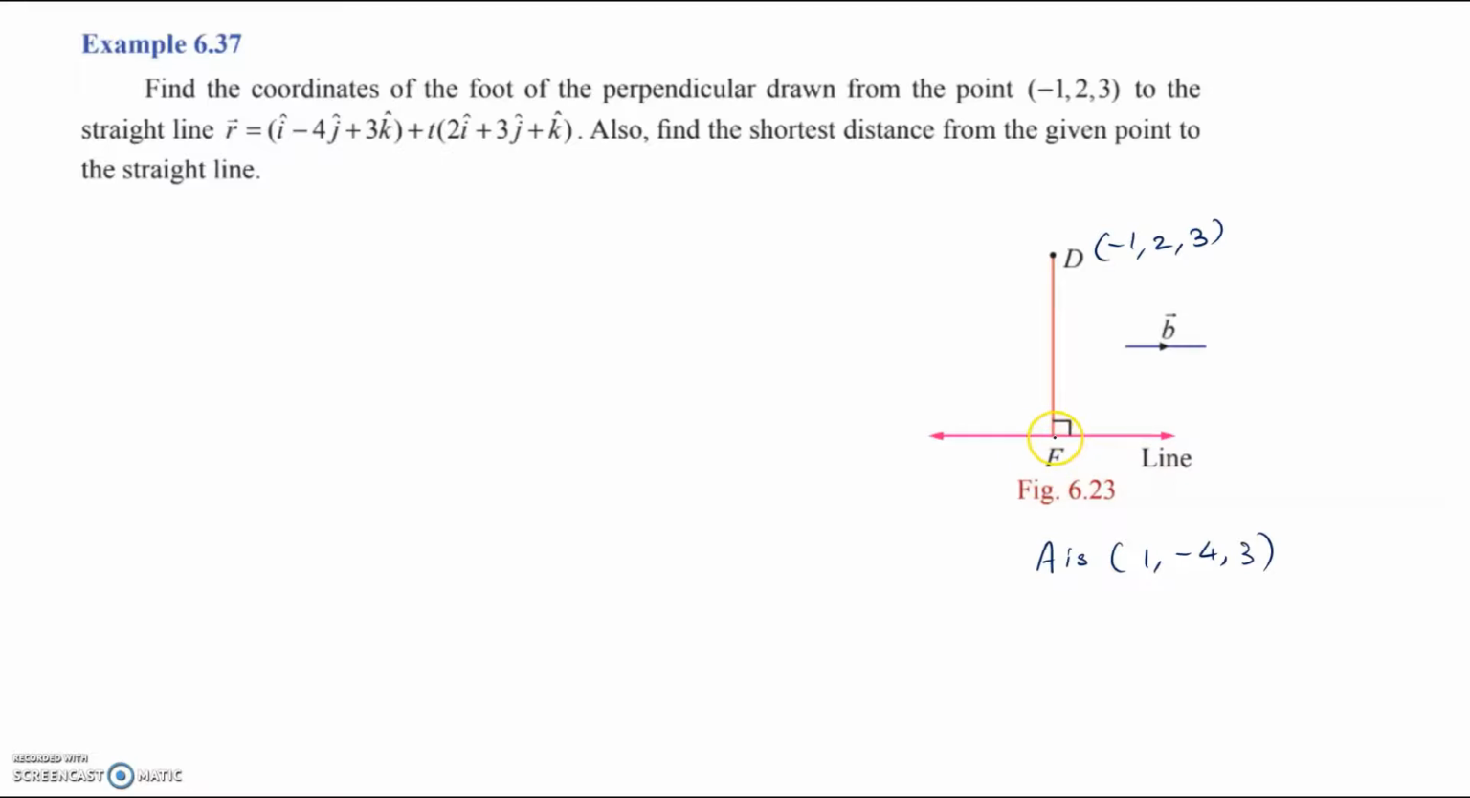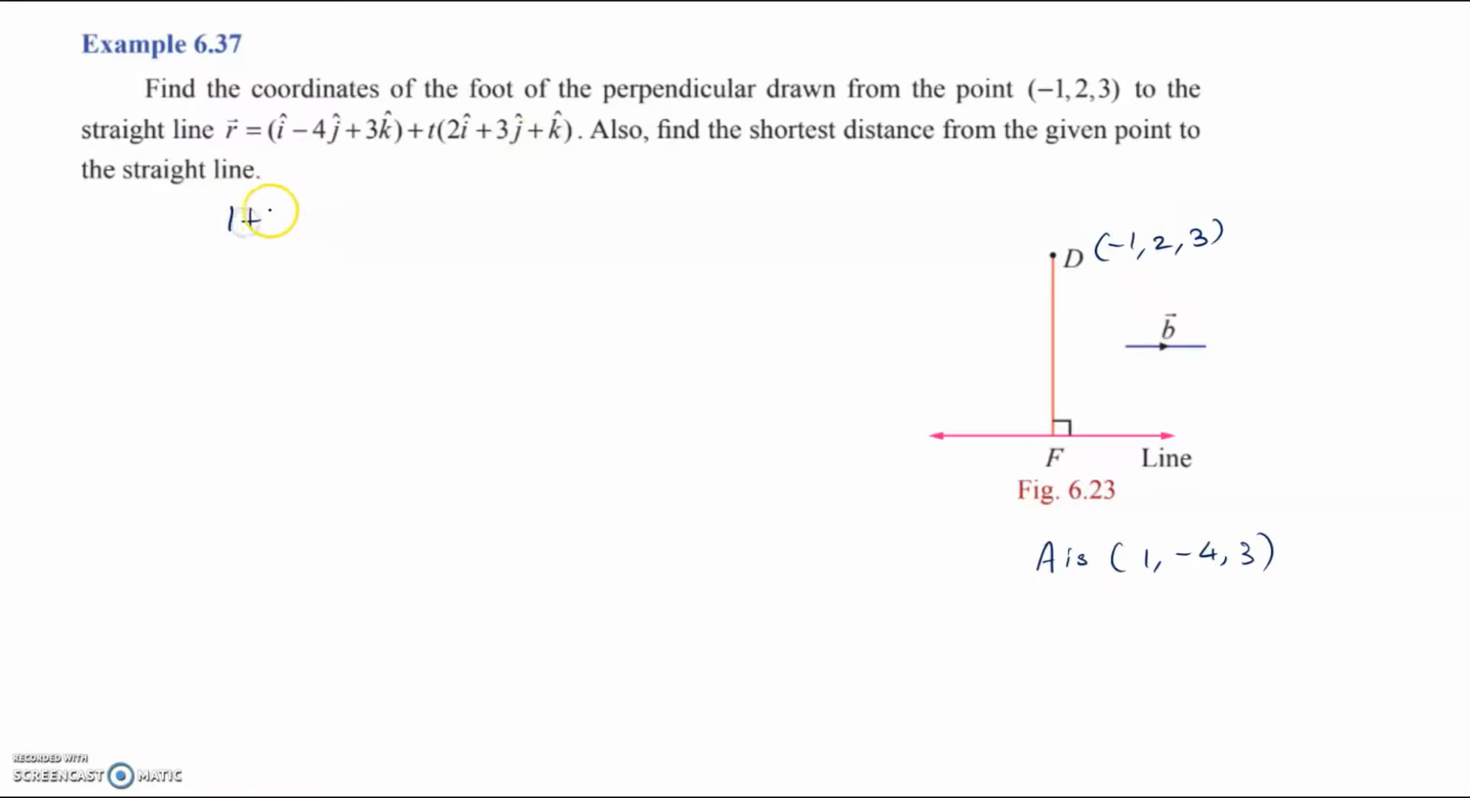So F, we need to find what is the point F. Now our straight line is in such an expression that every point on the straight line, if you take the coefficient of i cap, it would be 1 plus 2t. If you take the coefficient of j cap, it will be -4 plus 3t, and the coefficient of k cap will be 3 plus t. So let's write that down.